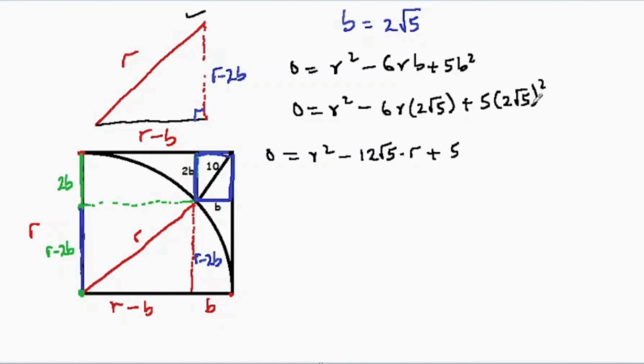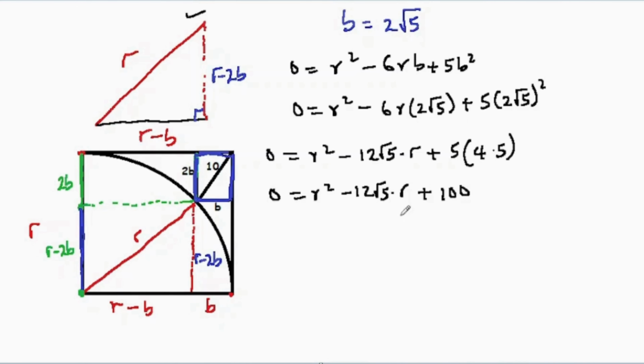So 2 root 5 squared. That should give us 2 squared, that's 4, and root 5 squared, that should give us 5. Okay, so we've got 0 equals r squared negative 12 root 5 multiplied by r, plus 4 times 5, that's 20, and 20 times 5 is going to give us 100.